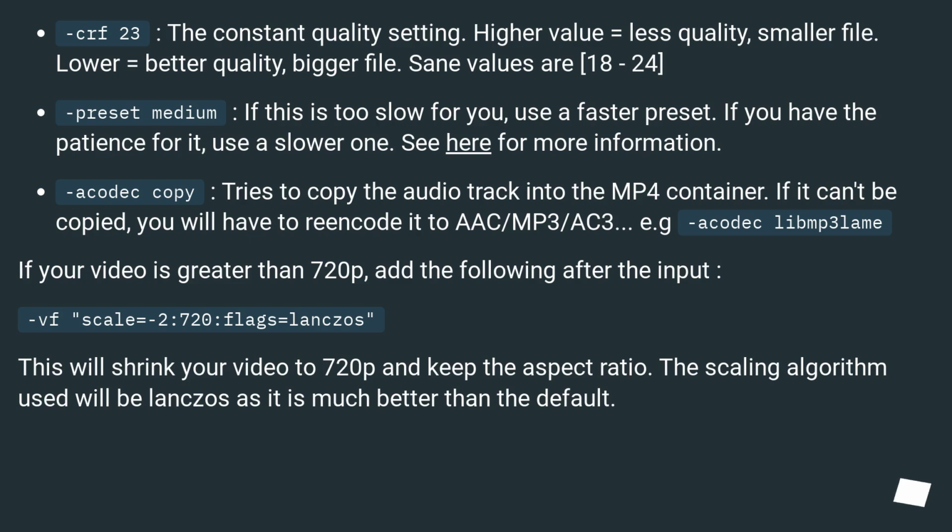If your video is greater than 720p, add the following after the input. -vf scale=-2:720 -flags=lanczos. This will shrink your video to 720p and keep the aspect ratio. The scaling algorithm used will be lanczos as it is much better than the default.